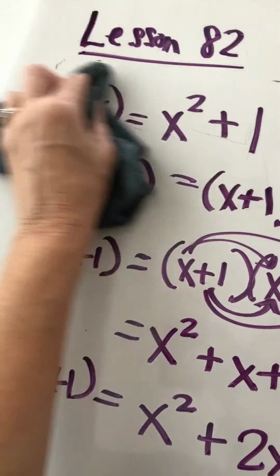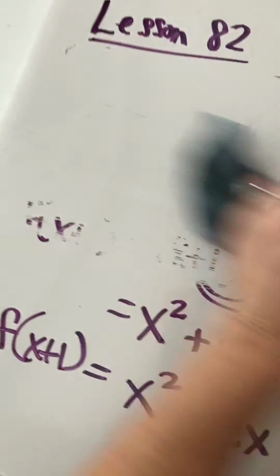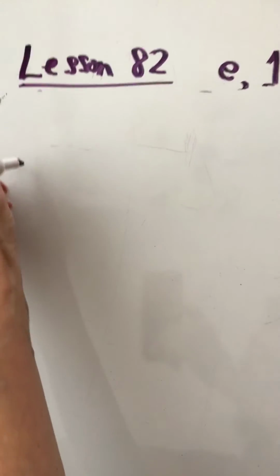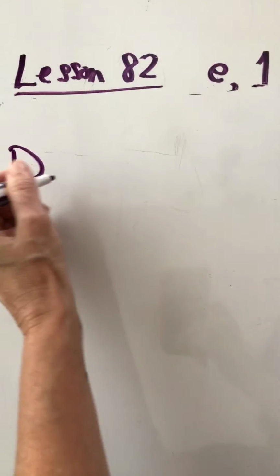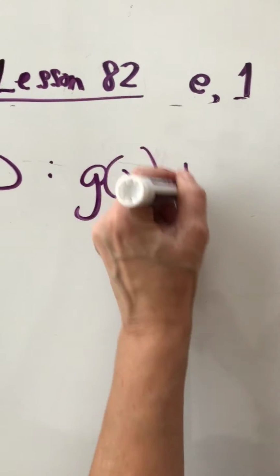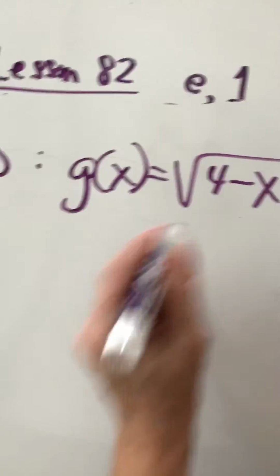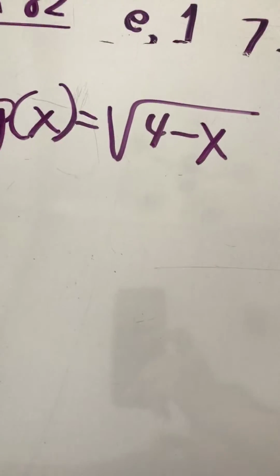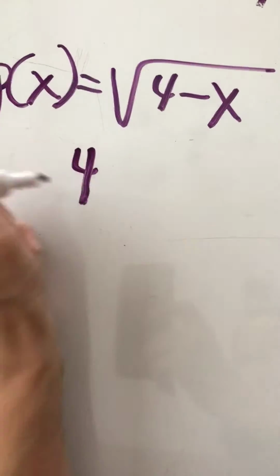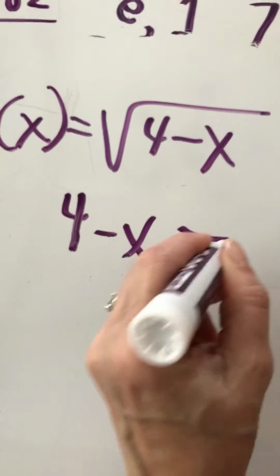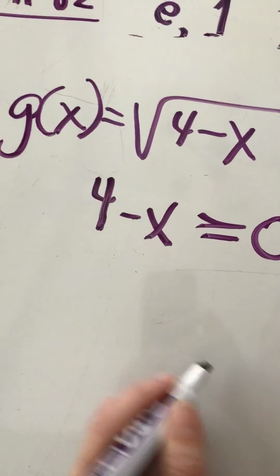Next one is number 8 from lesson 82. Number 8 says, find the domain. So I'm finding the domain of g of x equals square root of 4 minus x. This is one of our limitations on the domain. What's under the radical? That 4 minus x has to be greater than or equal to 0.